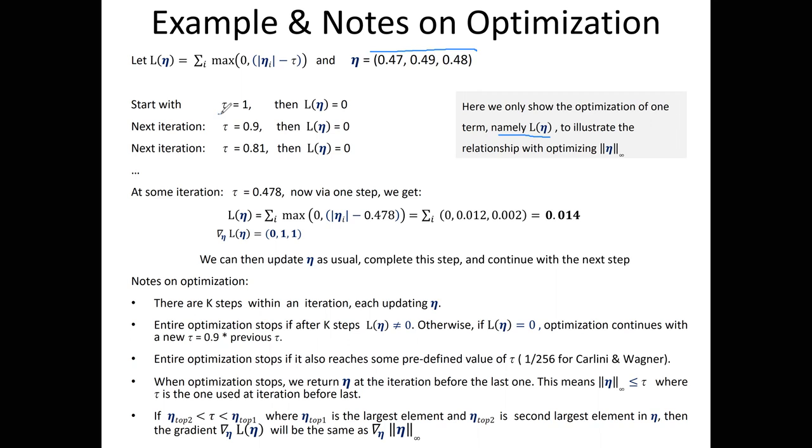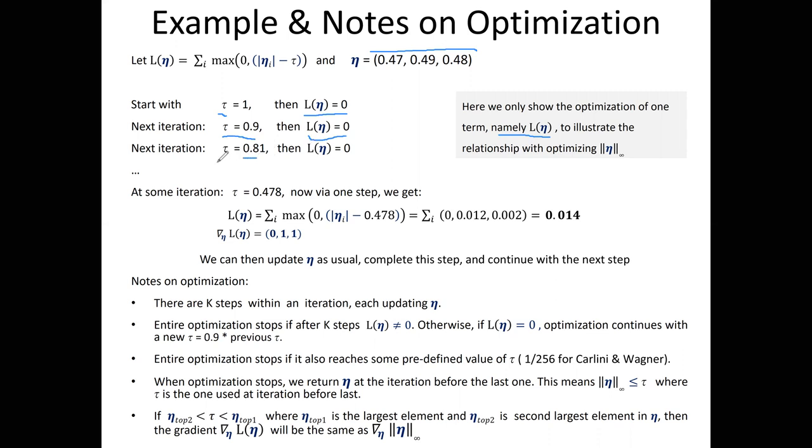So let's start with tau equal to 1. Obviously when tau is equal to 1, our function will be 0, and there is nothing to do here. So we're going to be decreasing tau. When the absolute values of all the elements in eta i are less than tau, then we are just annealing down this tau by some factor, let's say 0.9. So let's start with 0.9. If you look at our numbers here, again, everything is 0. So we need to anneal down more, and so on and so forth.